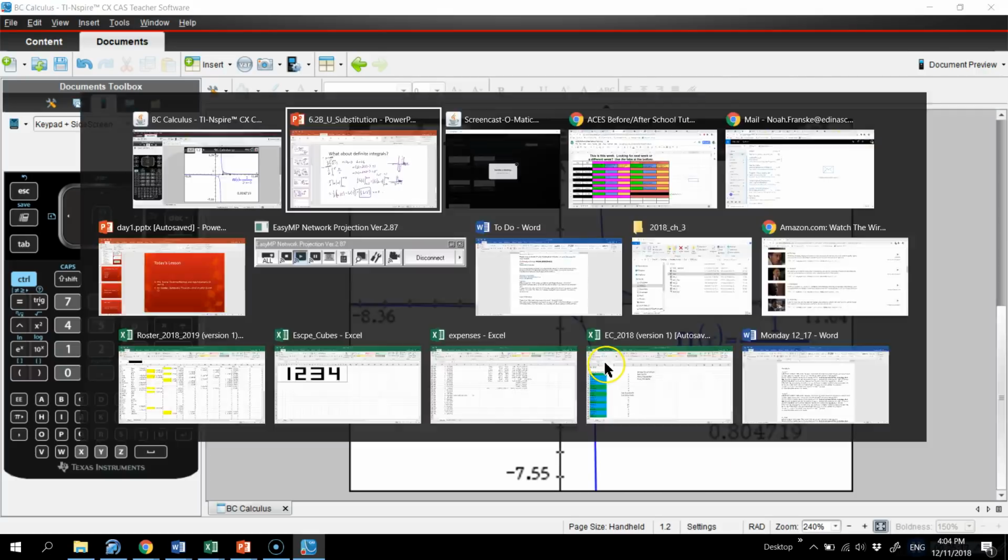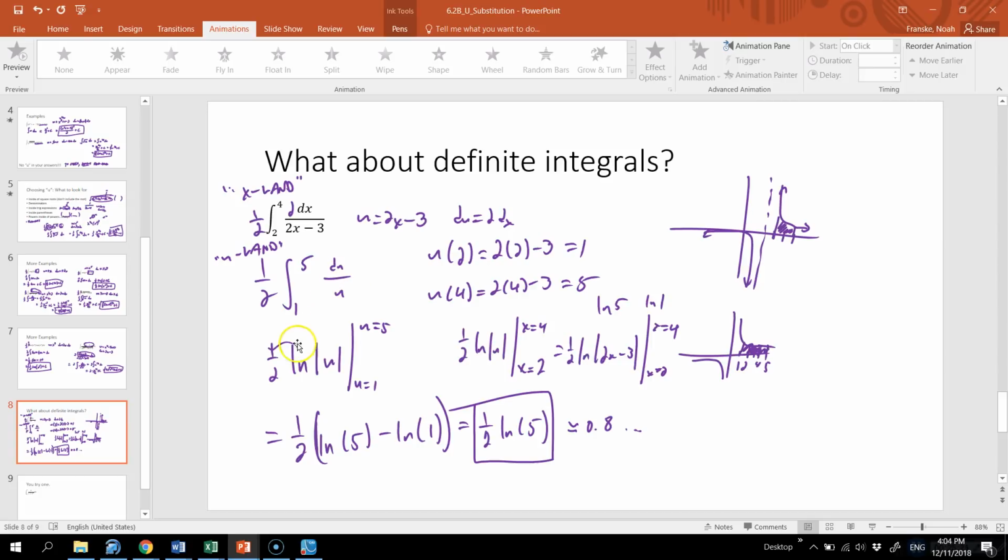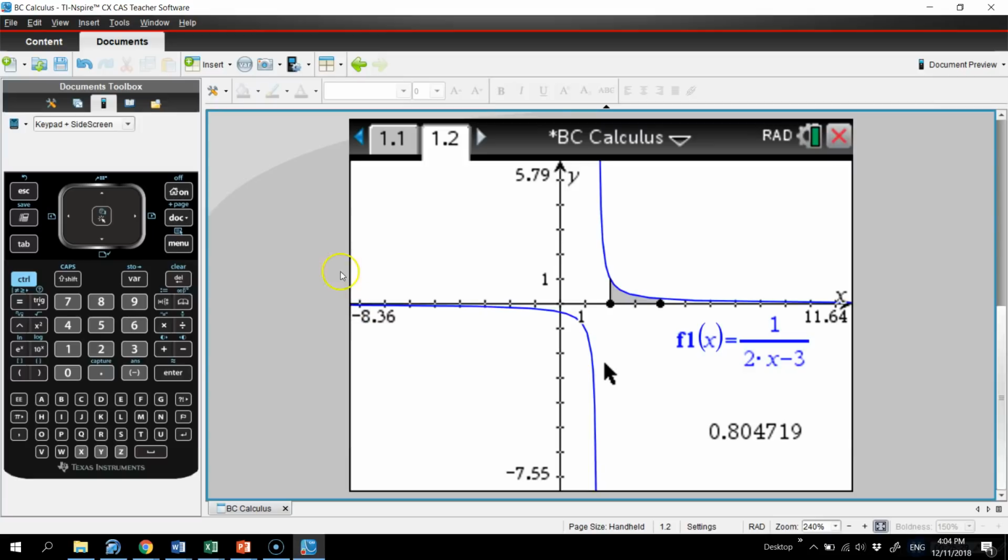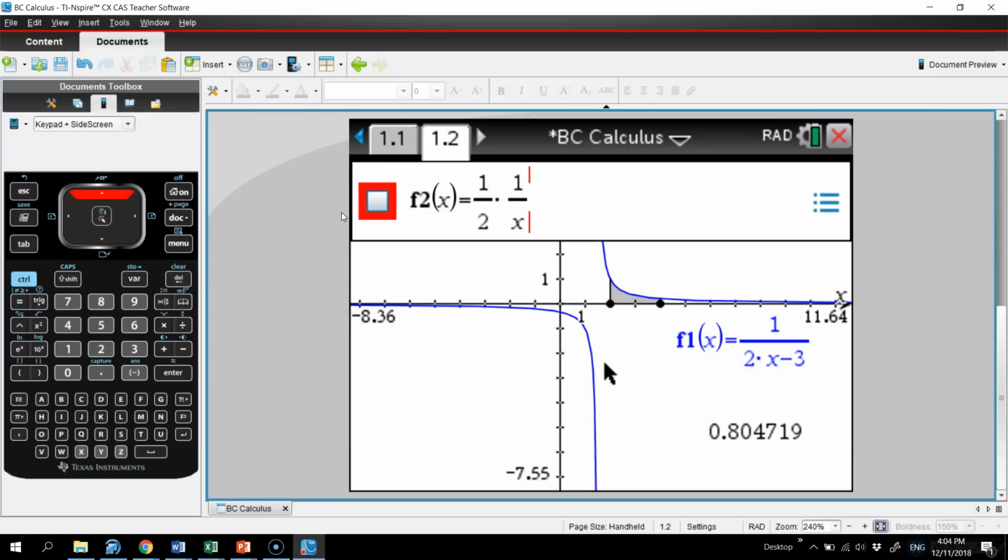0.804719. And now the other one, I'm going to graph, let's see, we have 1/2 integral from 1 to 5 of 1 over u du. I'm going to pull the 1/2 in, so it's just the integral from 1 to 5 of 1 over 2u du. I think I have it up here already. Yeah, so we have the 1/2, and we also have the 1 over x in there. And so I'm going to check that box so that it actually graphs it.